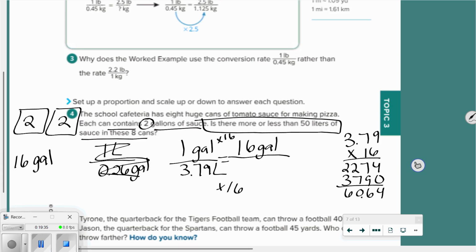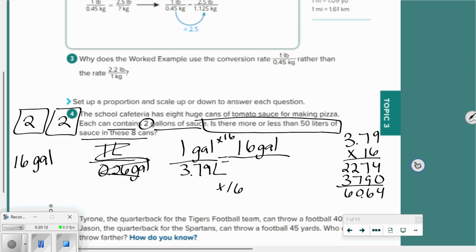Well, what was our answer for 3.79 liters times 16? Did we actually work it out? Okay, so what was your answer? I worked it wrong. I think I didn't do it right. I had it written on the board. 3 times 16 is 8? No, oh, 3 times 6.